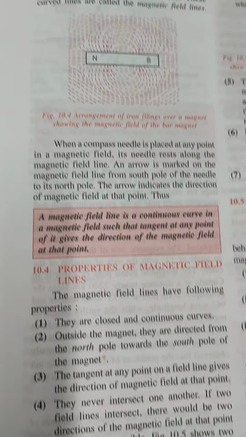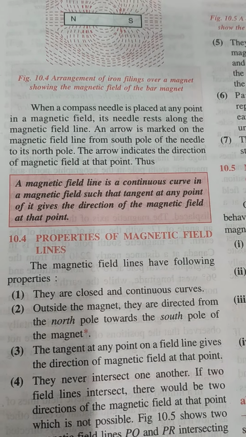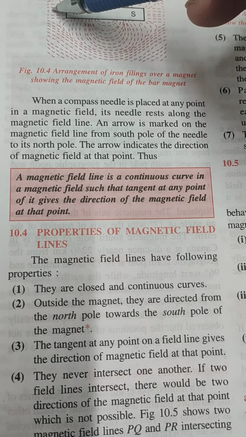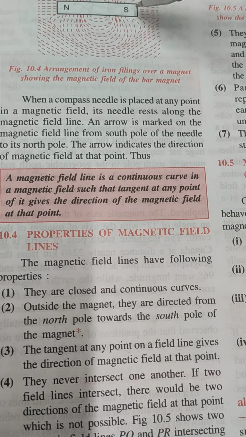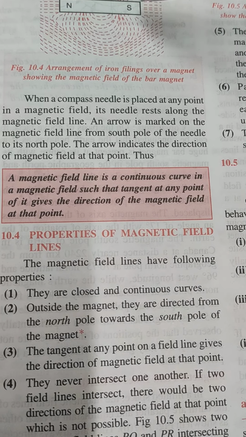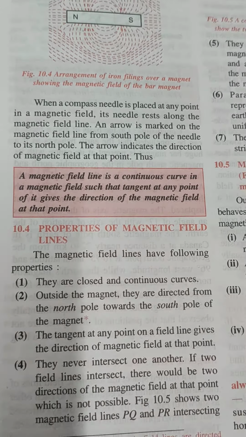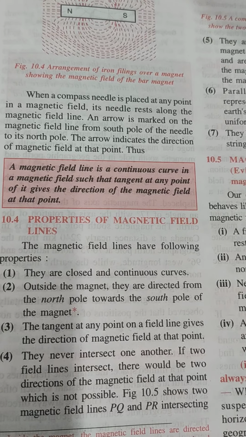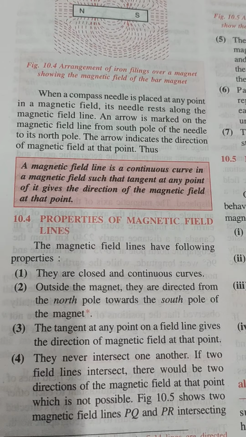Now let's talk about the properties of magnetic field lines. First of all, as you can see from the figure, they are closed and continuous curves. Outside the magnet, they are always directed from the north pole towards the south pole, and inside the magnet they will be directed from the south pole towards the north pole. Outside is north to south, inside is south to north. So a closed and continuous loop is formed. Then the tangent at any point of the field will give us the direction of the magnetic field at that point.